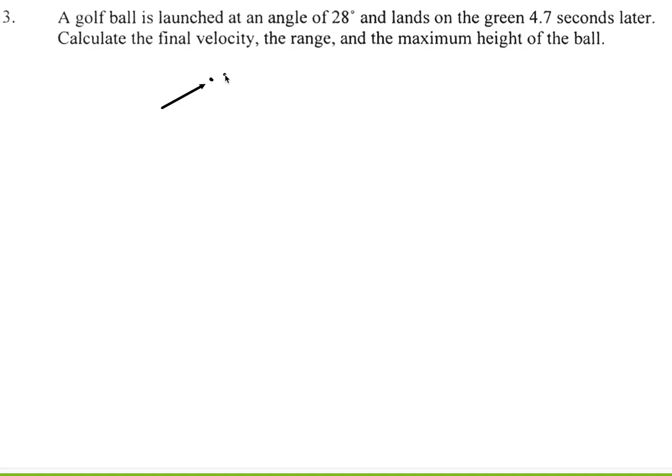And after it's launched, it's going to go up, up, up, up, and then it'll start coming back down. All right. And when it comes back down, it is going to land at 28 degrees. So if this angle is 28 degrees, then this angle is going to be 28 degrees. And whatever this velocity was that it was launched at, that's going to be the velocity that it hits the ground at.